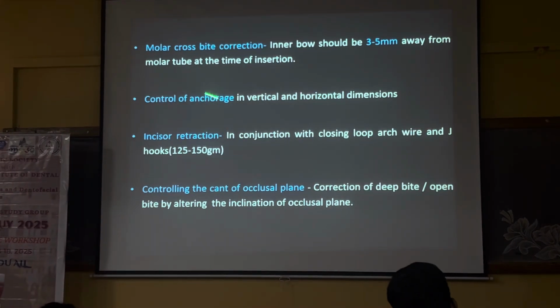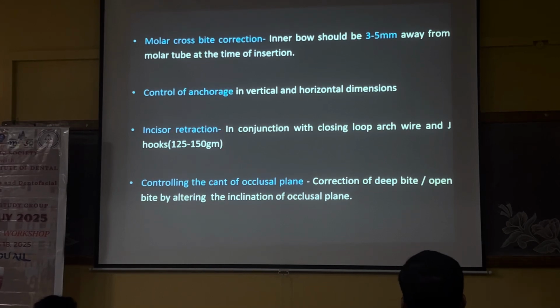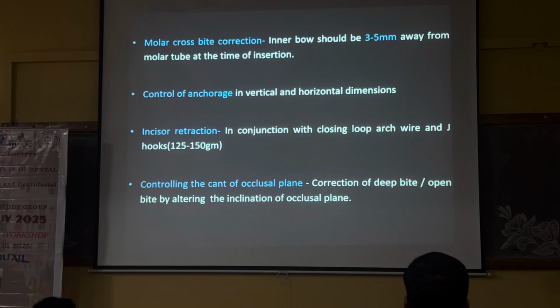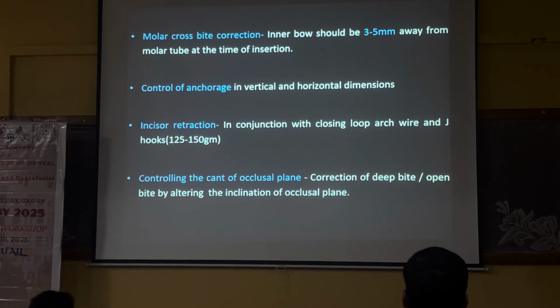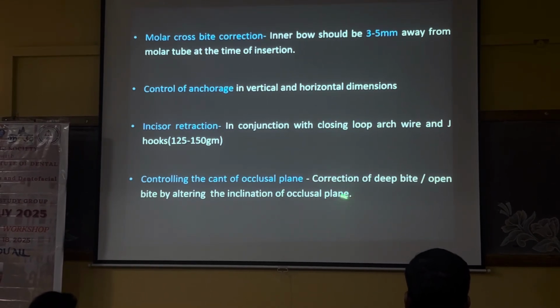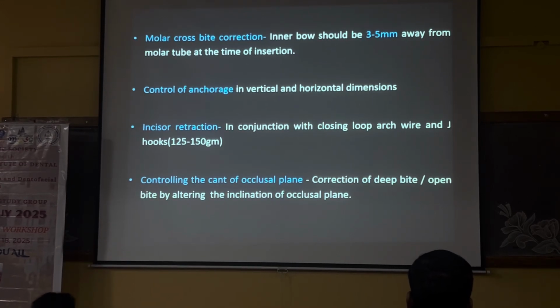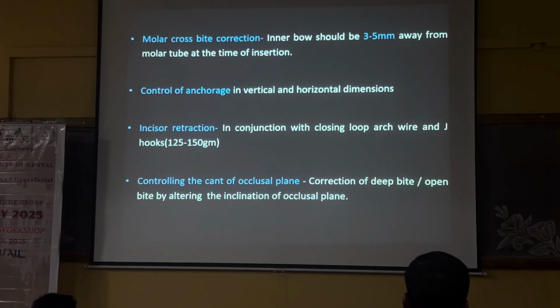Then of course you can do small cross-bite corrections by expanding the inner bow. Then you can control anchorage. You can ask the patient to wear the headgear during the nights, and you will get better anchorage. Then of course controlling the occlusal plane. They are again dental movements. If you want, even in an adult, you can close a bite or you can open a bite.